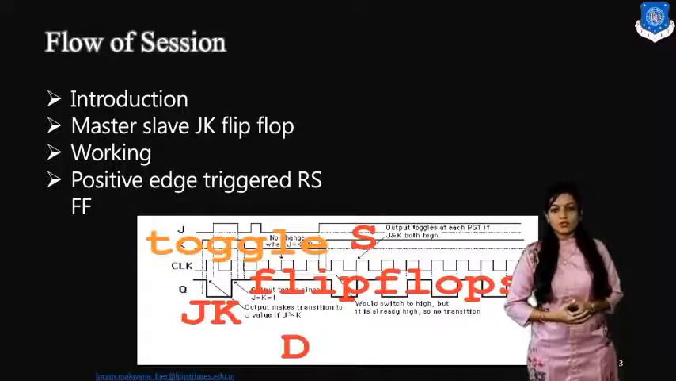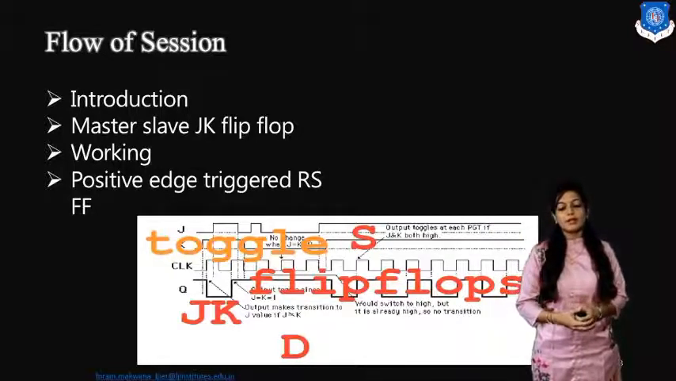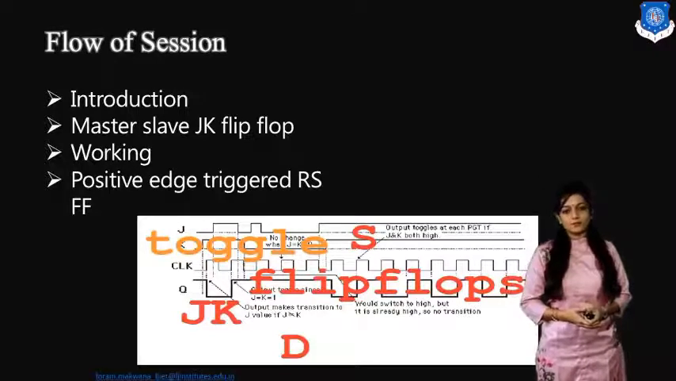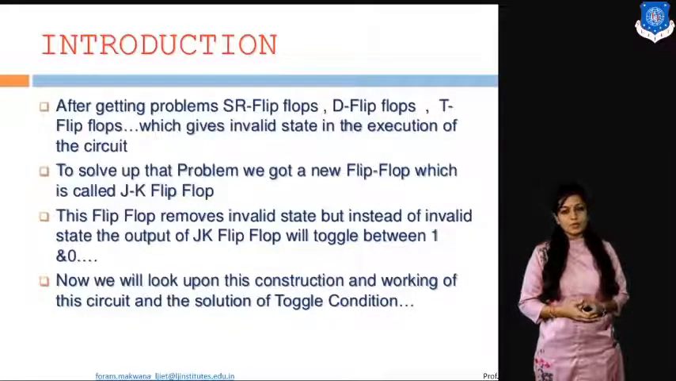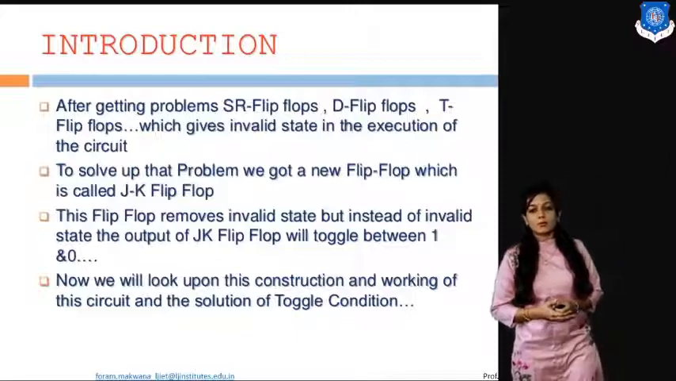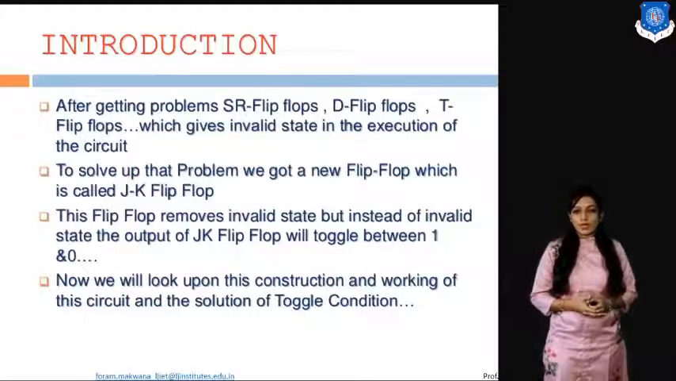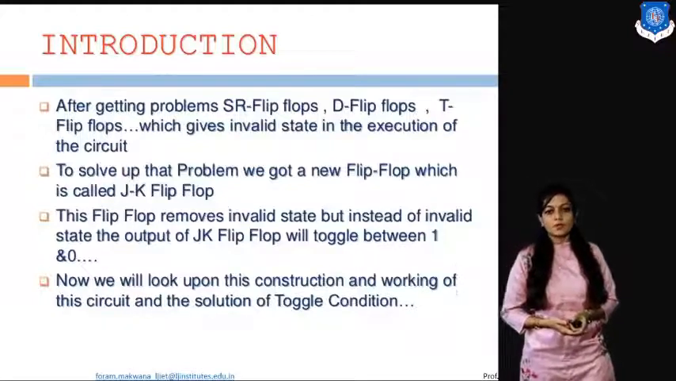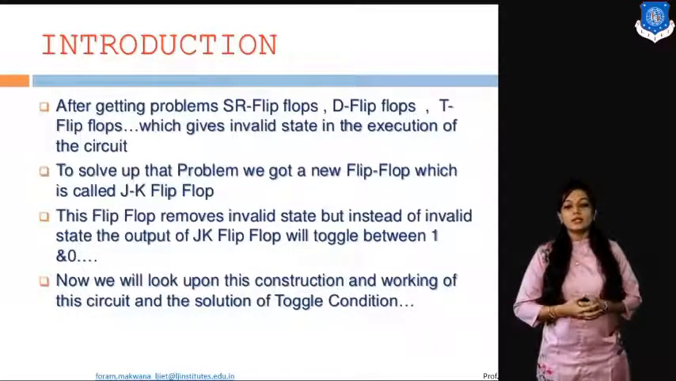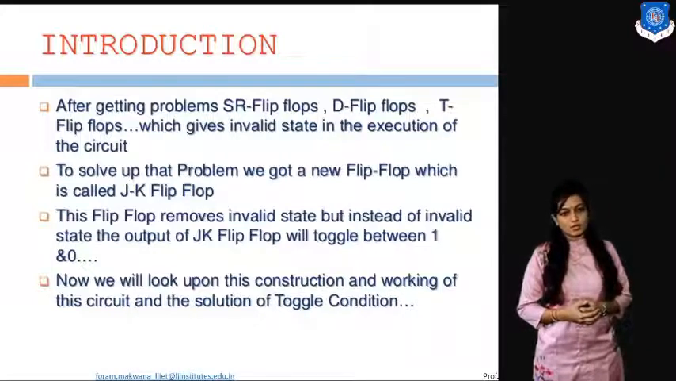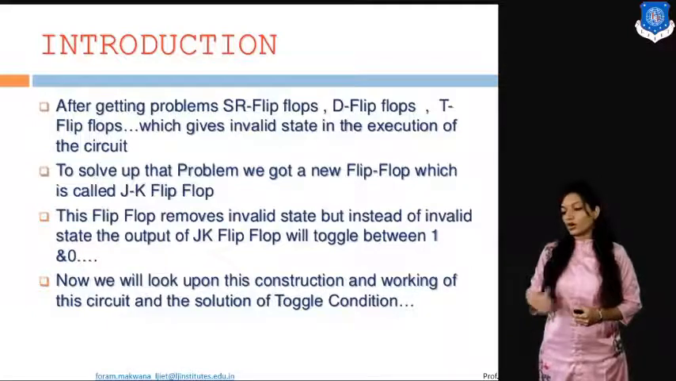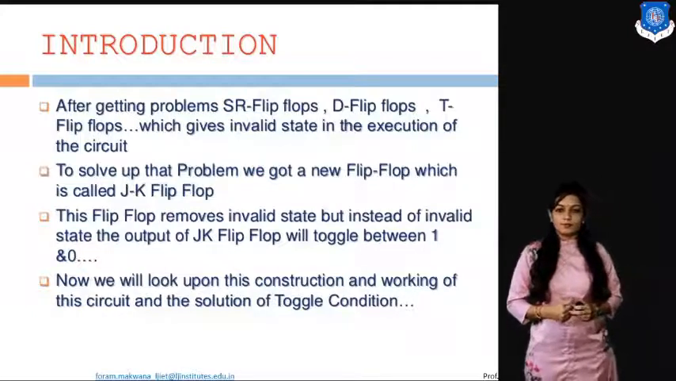What is the working of the master slave flip-flop? Alright, and why do we require the master slave JK flip-flop? Basically, there are problems in the clocked SR flip-flop and the D flip-flop. What is the problem? It gives you an invalid state in the execution of the circuit. So to solve this problem, we got a new flip-flop which is called the JK flip-flop, right?